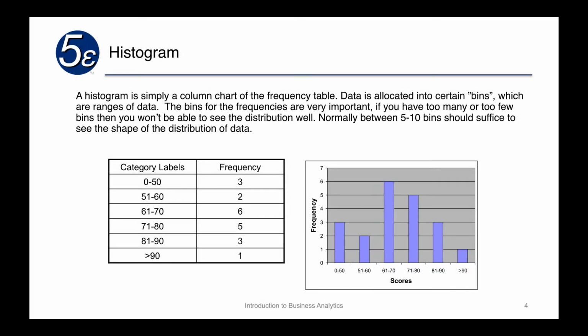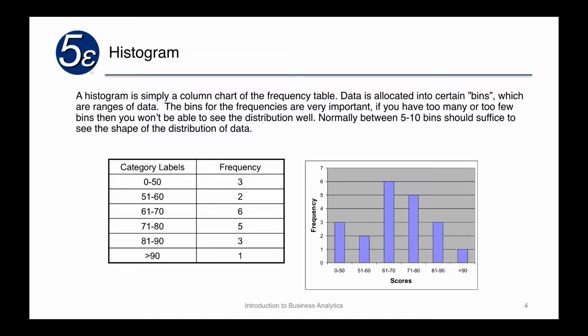Now, a histogram is simply a column type of chart of a frequency table. So we calculate the number of occurrences within a particular bin. In this case, on this slide, we have the bins of 0 through 50, 51 through 60, 61 through 70, and so forth. We calculate the frequency of the occurrences, and then we plot them using this type of bar chart. And this is what's known as a histogram.